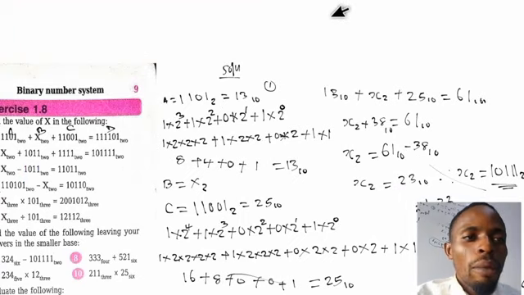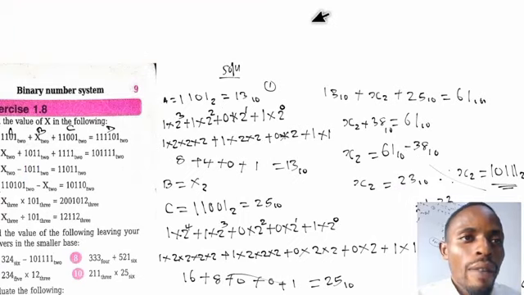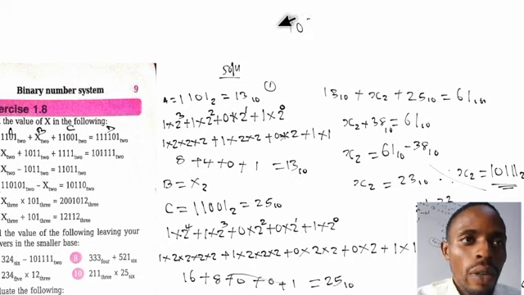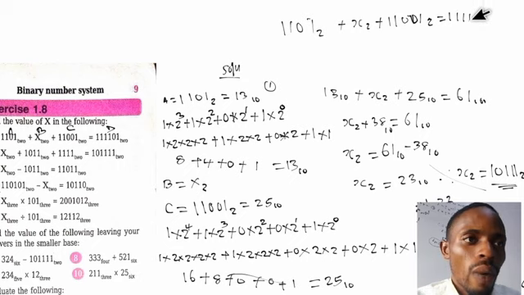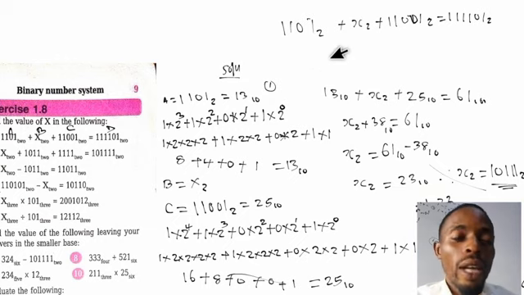So the second method, we have the question as 1 1 0 1 in base 2 plus s in base 2 plus 1 1 0 1 0, equal to 1 1 1 1 0 1 in base 2. So I want to use the second method now, where I use binary code to solve it.